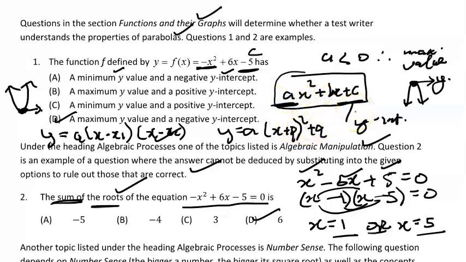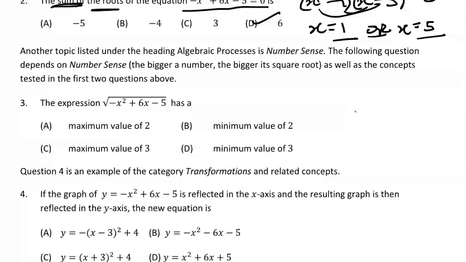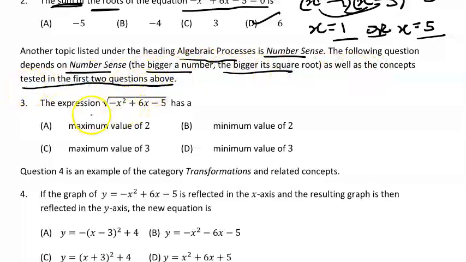Now let's look at the next question. It says another topic listed under the heading algebraic processes is number sense. The following question depends on number sense: the bigger a number, the bigger its square root, as well as the concepts tested in the first two questions above. The expression square root of minus x squared plus 6x minus 5 has a.